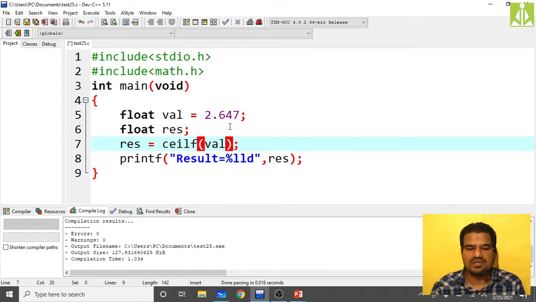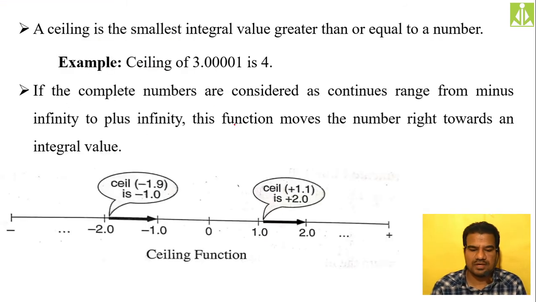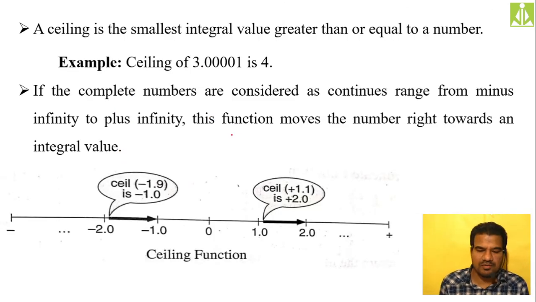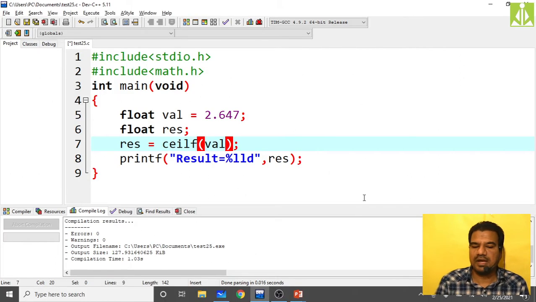So now 2.647, go to the number line. 2.647, where will it go? It will come in between 2 to 3 here. Like if this is your 3.0, your 2.647 will come somewhere over here. So what will be the ceil of this particular value? It means the nearest integral value in the right hand direction. So this one, 3. You will get 3.0.